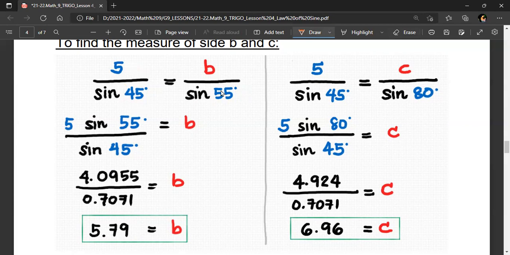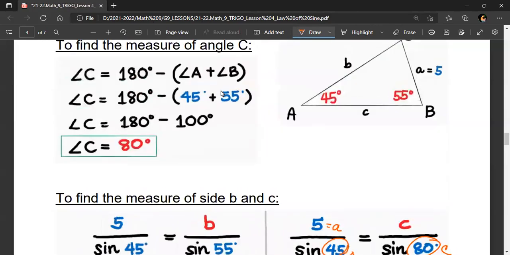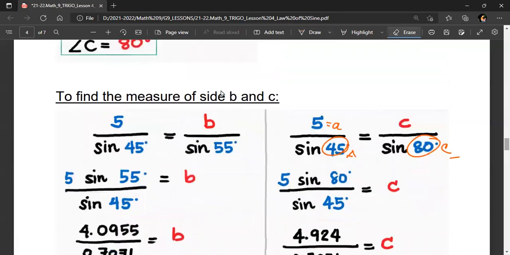Same also goes with the other one. This is the side A, and this one is the angle A, and this one is the resulting angle C. The angle C a while ago was already computed, so you can use the computed value. Now let us return back here.